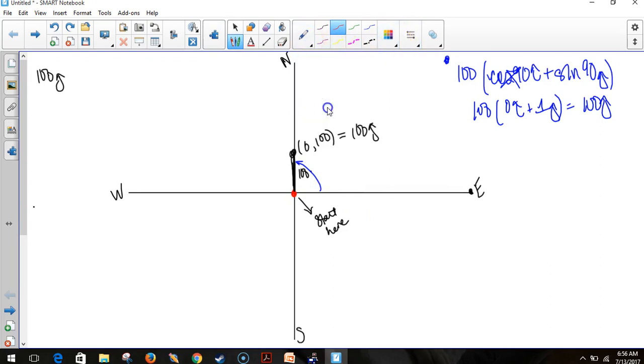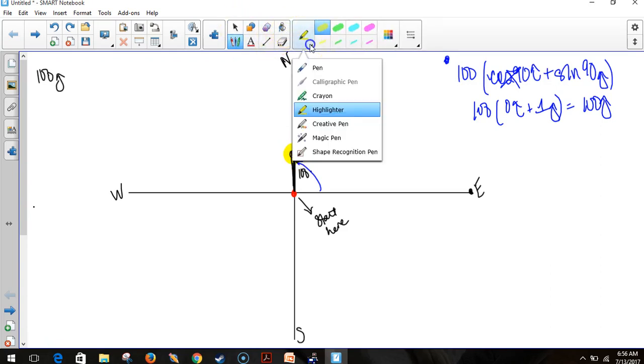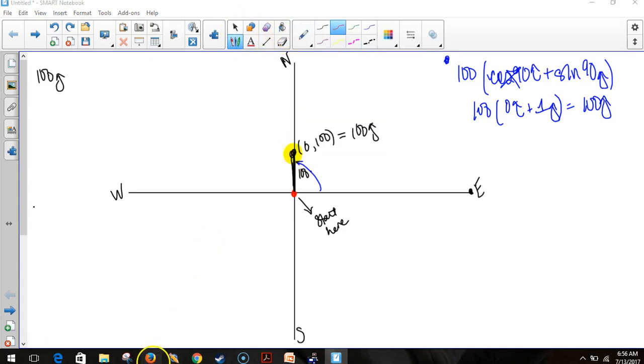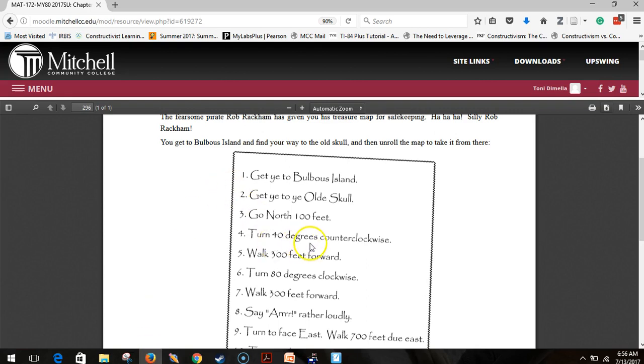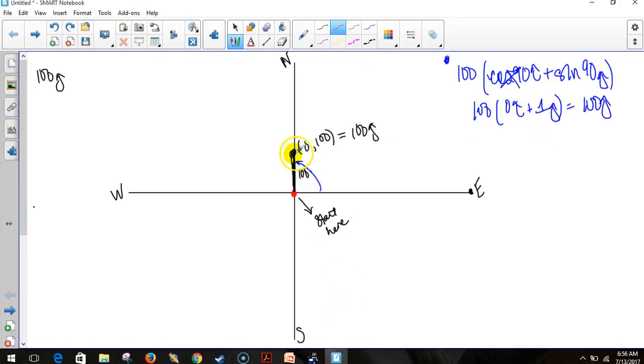Let's do it this way. So now we're here. We want to now do our next step, which says turn 40 degrees counterclockwise. So from here, which I'm facing, assume you're always facing the last way that you were walking, not shimmying left or right or anything like that. So I'm going to turn 40 degrees from where I was already facing, because I'm facing this way.